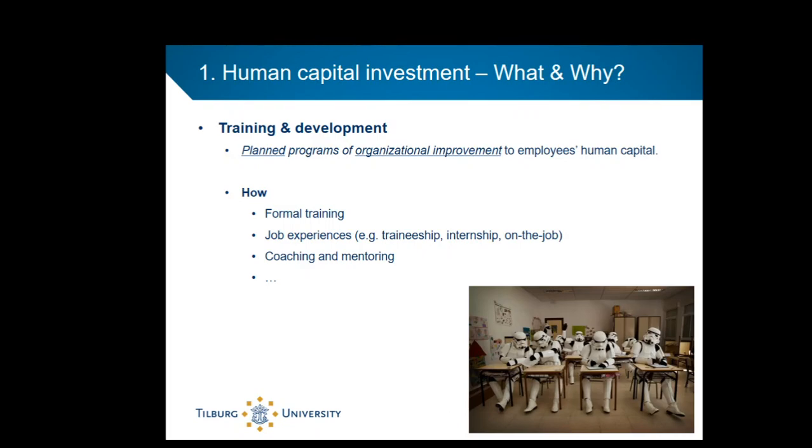And of course, employees' learning experience can also benefit from a coach or a mentor, somebody that watches their back and shares some tips and tricks that can be useful.